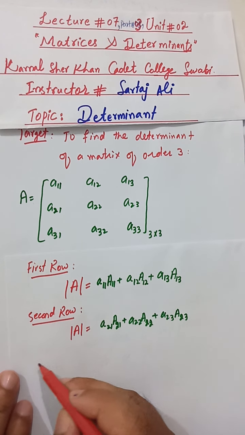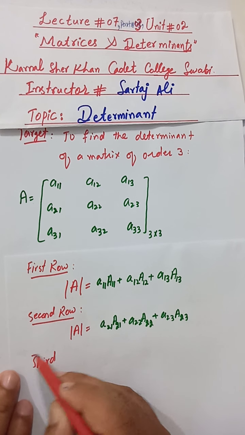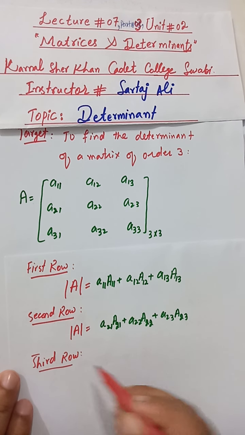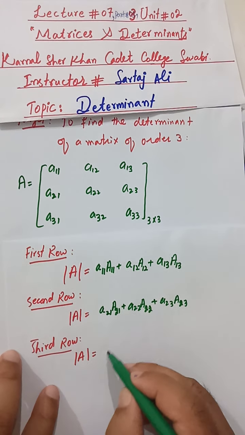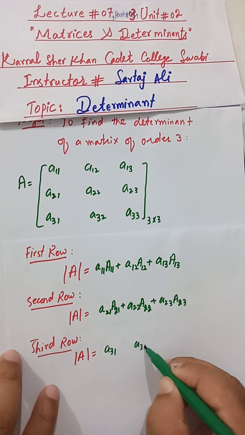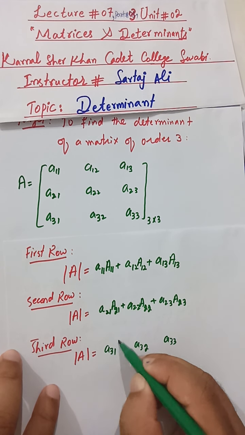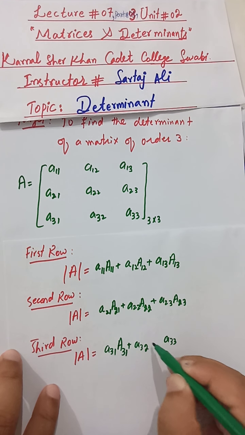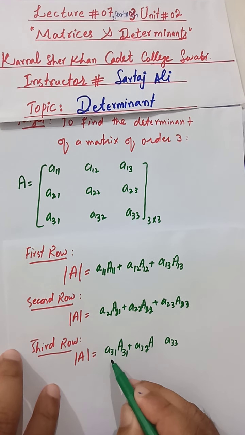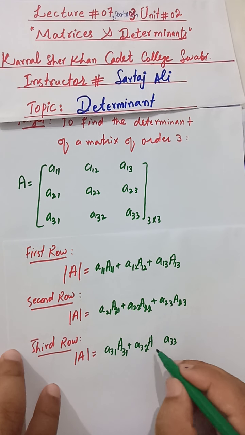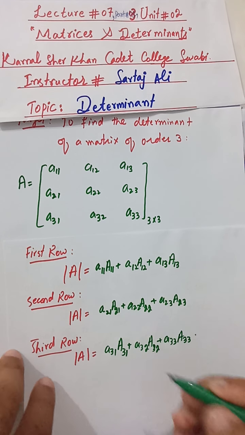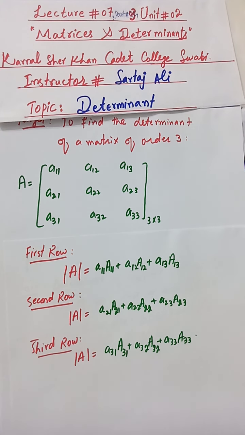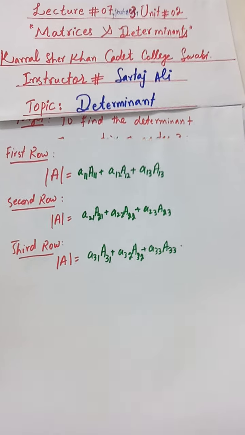You may use the third row. If you want to use the third row, the definition is that you write the elements of the third row and multiply them with the cofactors of those elements. The cofactor of small a13 will be capital A13. This is A32 and this is A33. So the choice is yours. You may find the determinant with the first row, the second row, or the third row.